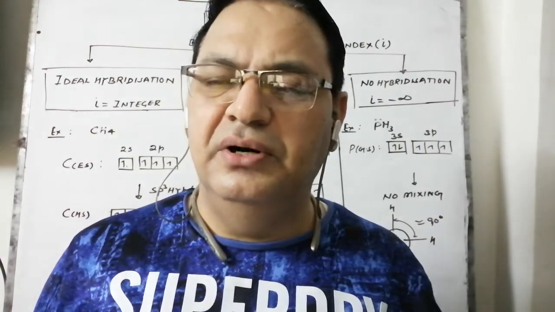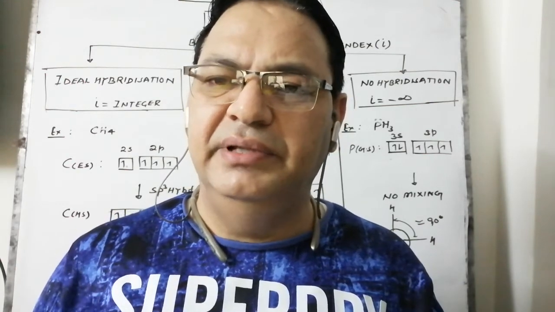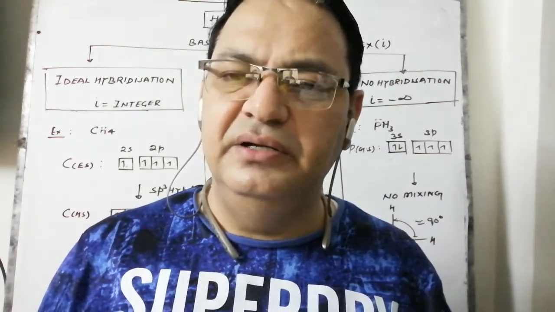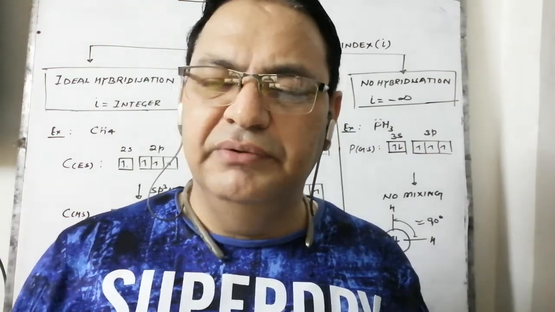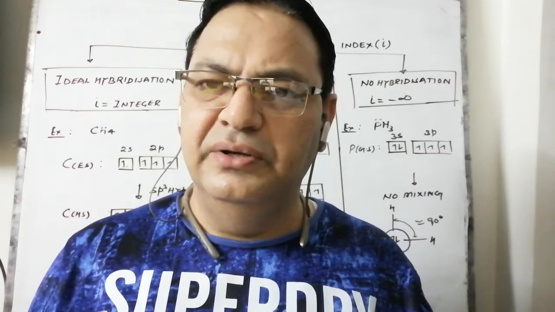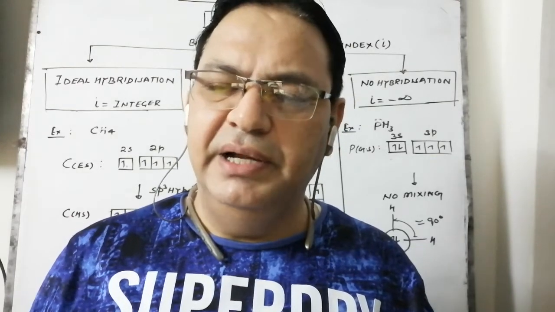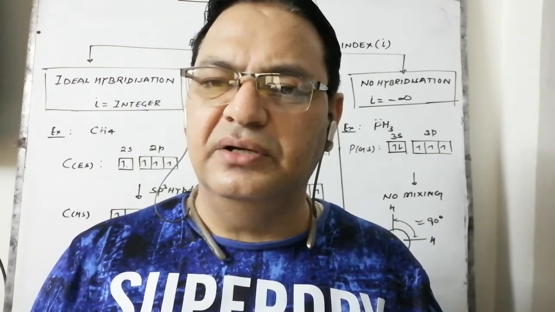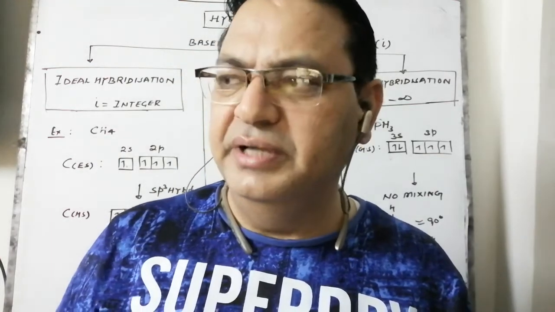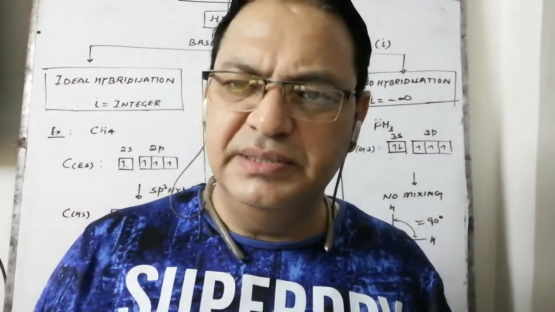Now, based on I calculated with the help of the bond angles, the hybridization can be classified into three types. Number one is called ideal hybridization. Second case is non-ideal hybridization. And third case is no hybridization, which results in the concept of Drago's molecules. Let us get back to the board and try to understand each of these hybridizations in specific detail.